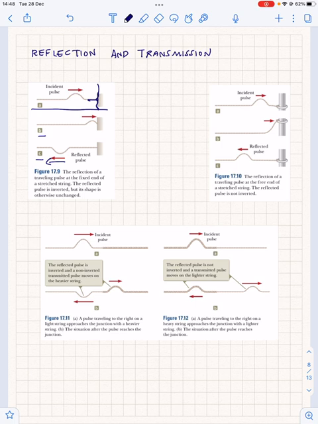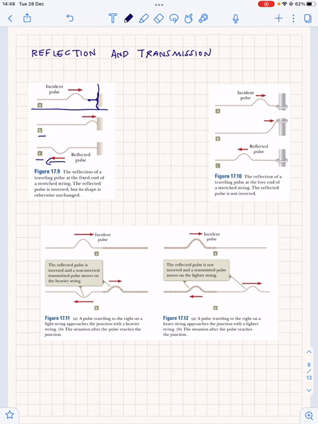Why? Because when the pulse reaches the fixed end of the string, it produces an upward force on the support. According to Newton's third law of motion, the support must exert a reaction force of equal magnitude and opposite direction on the string. That is why the pulse is reflected.